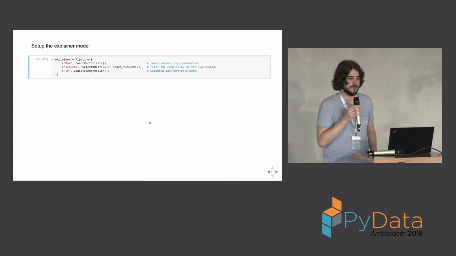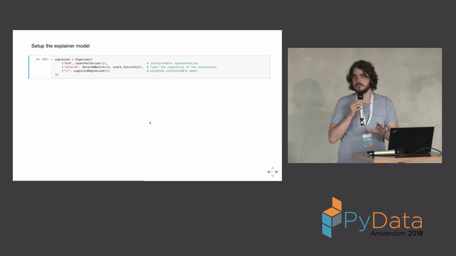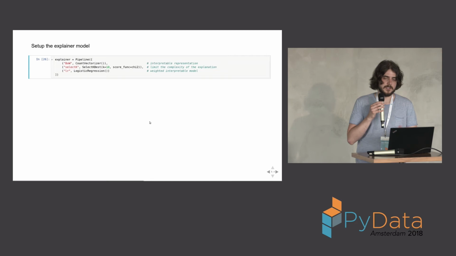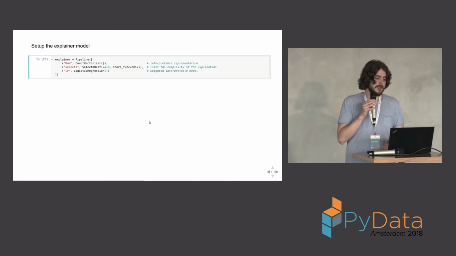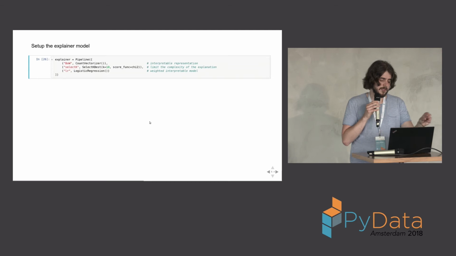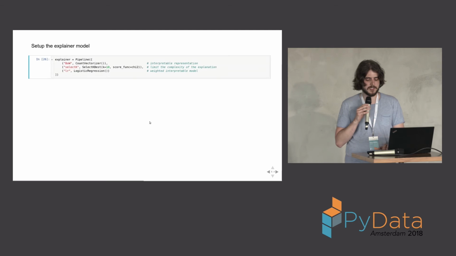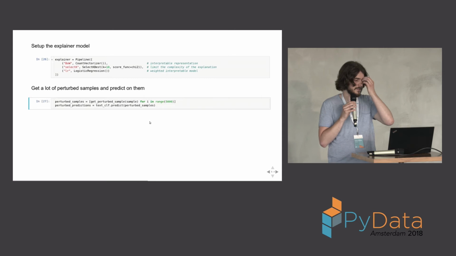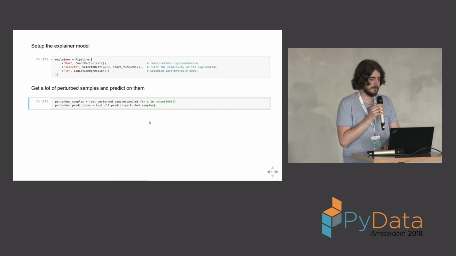The real LIME algorithm from the paper does this with something called K-LASSO. So they do a non-univariate feature selection there, but it's not supported in scikit-learn, so I don't show it to you. And then we do a logistic regression as an interpretable model, and we weight it later in the fitting process by the closeness of our samples to the sample we want to explain. And then we get a lot of perturbed examples, like 5,000 here, and get the predictions from our black box model.